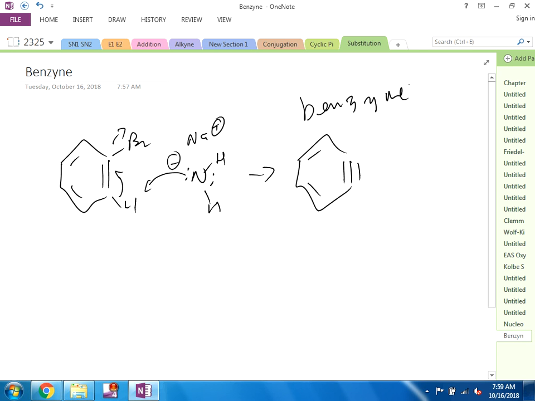Now, of course, this thing can react again. We can take some more of that amide, the negatively charged species, and do addition.